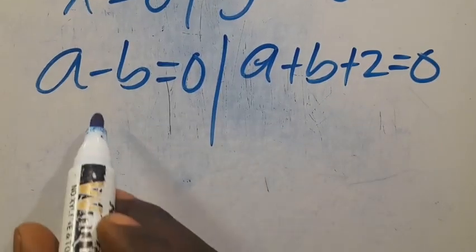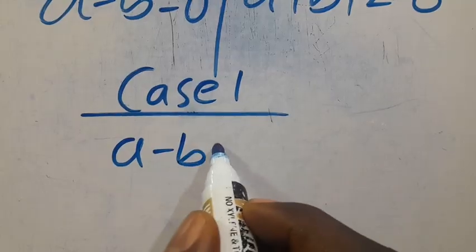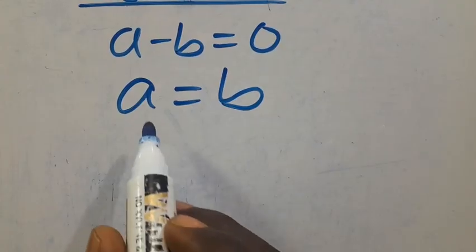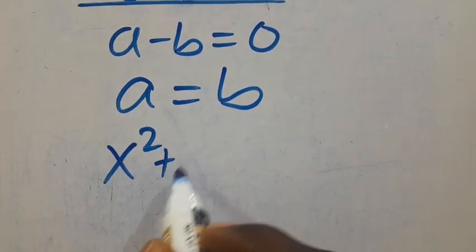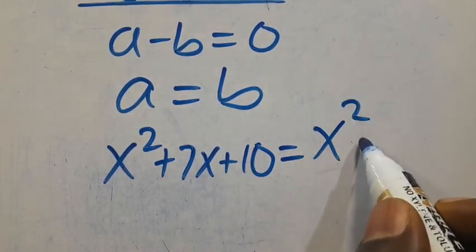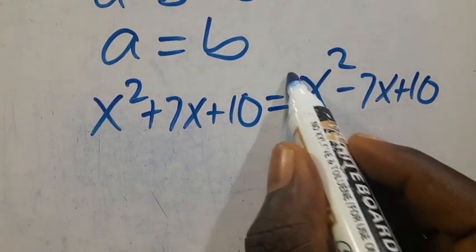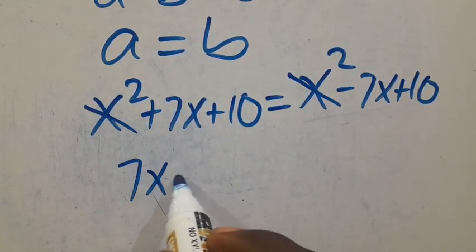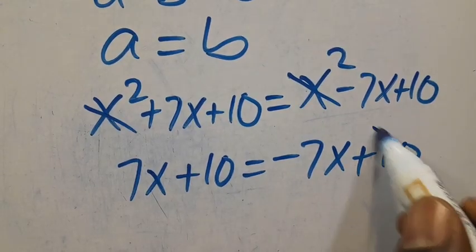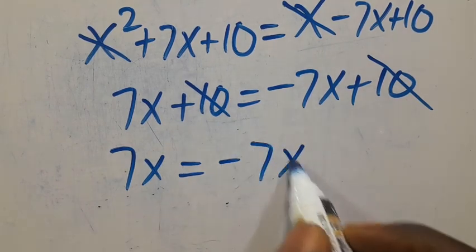So from this, let's say case 1, we have a minus b equals 0. Then we are going to have a equals b. Let us recall that a equals x squared plus 7x plus 10 and b equals x squared minus 7x plus 10. Obviously, the x squared terms will cancel, so we have 7x plus 10 equals minus 7x plus 10. Likewise, the 10s will also cancel, so we have 7x equals minus 7x.